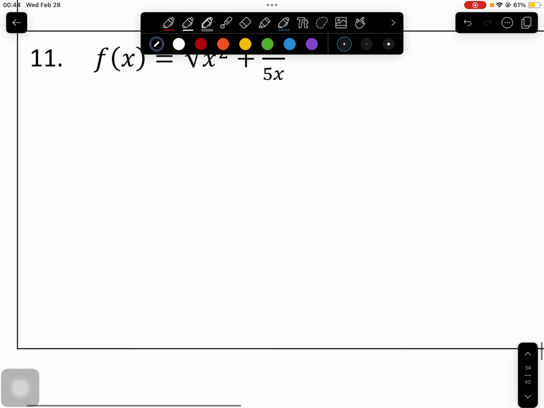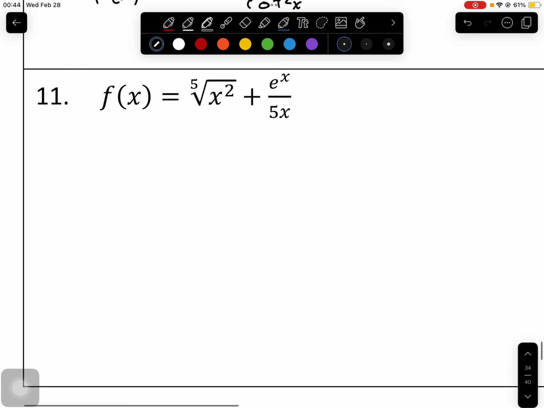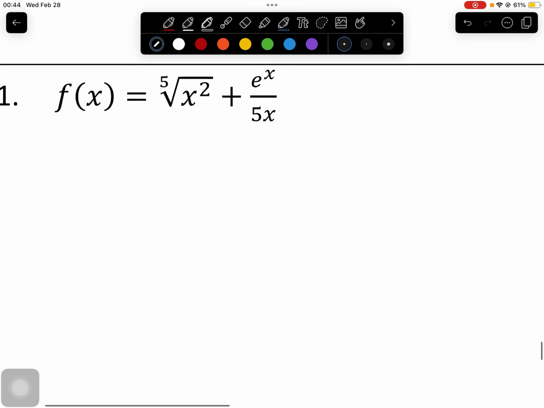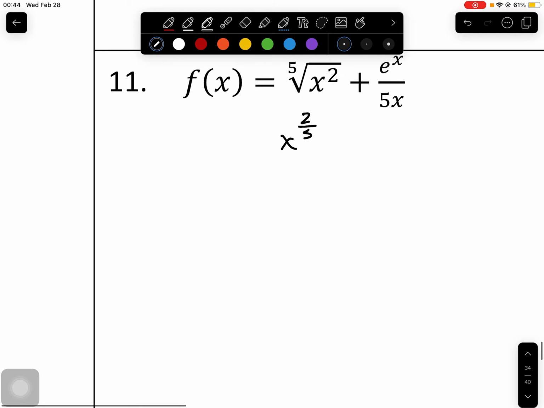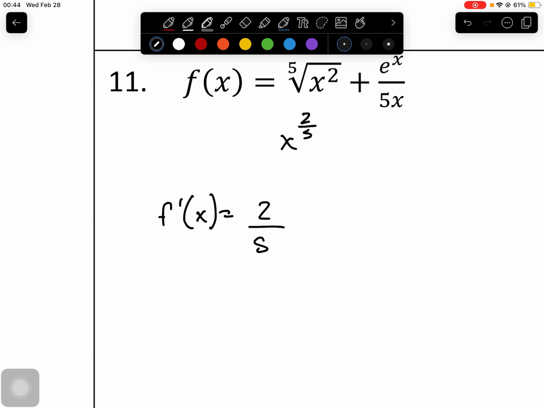And that's our answer. Now, this one, similarly, there's 2 parts. The first part is, this is basically saying it's x to the power of 2 over 5. Right? So, taking the derivative of that is basically going to be bringing that to the front, multiplying that by coefficient, which is 1, 2/5, and then subtracting 1, which would be 5 over 5. And that gives us x to the negative 3 over 5.